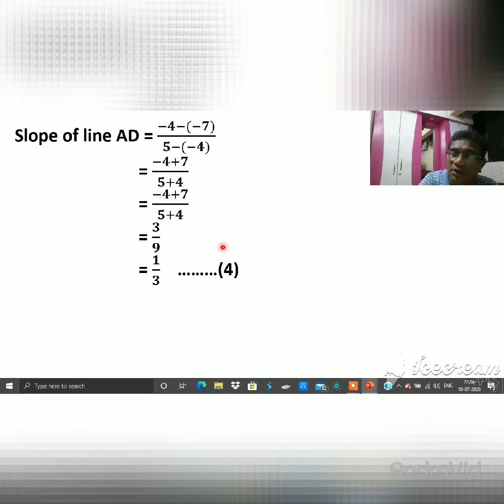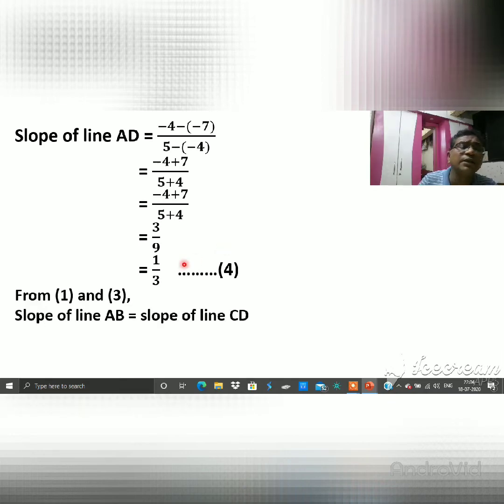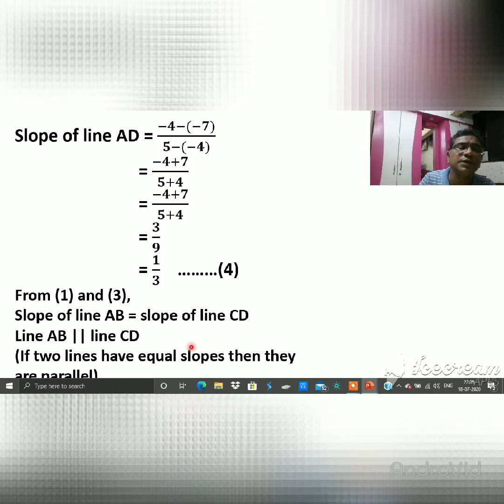If you observe, equation 2 and equation 4 are the same, 1 upon 3. Equation 1 and 3 are the same. So from 1 and 3 we can write that the slope of AB and the slope of CD are the same. The slope of line AB is equal to the slope of line CD because the slope of AB is 3 and the slope of CD is 3. So AB is parallel to CD. If two lines have equal slope, then they are parallel.